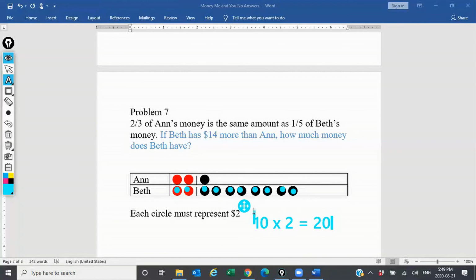So that must mean she has $20. Get rid of that and write that down. Beth has $20. It's just written right like that. And let's put in a period, just because we have to do that.